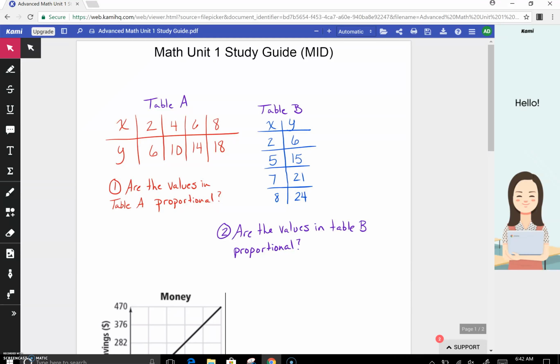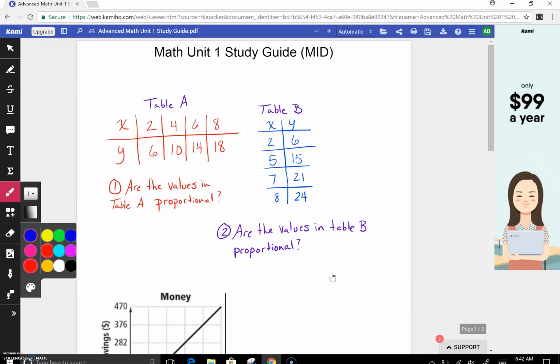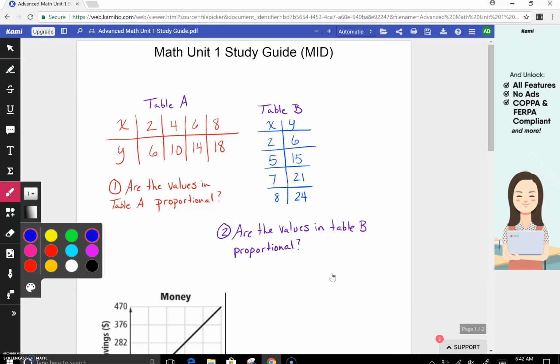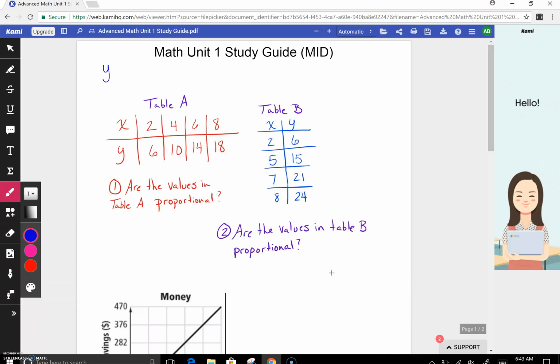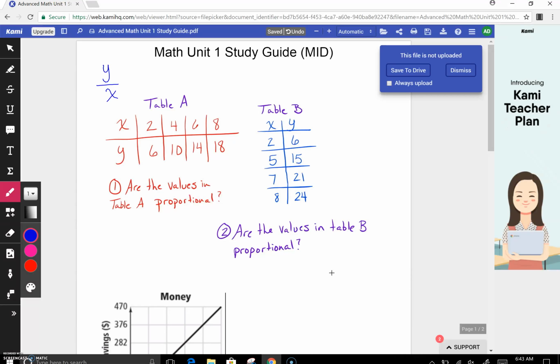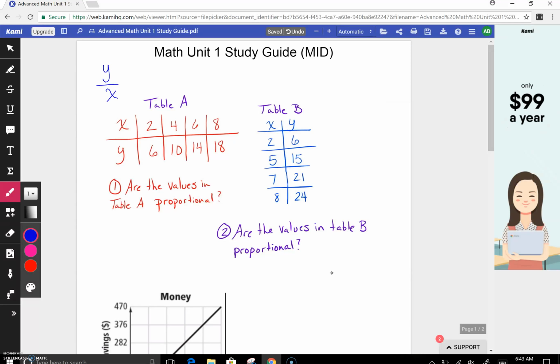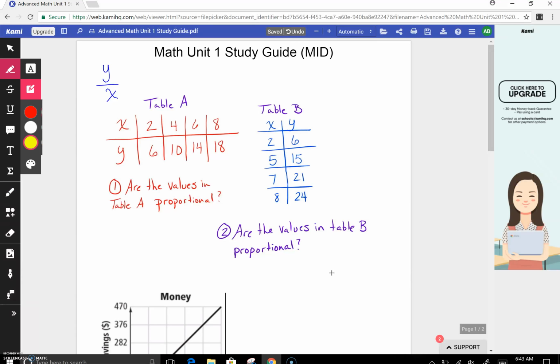Are the values in table A proportional? So we're looking at a table, not a graph. First thing you're going to do is take tables from the graph and write them as ratios. Remember, we want to write these in a form of y over x. So we're going to be looking at our bottom table values first and actually flipping those and putting them on top. So let's look at the first one here.